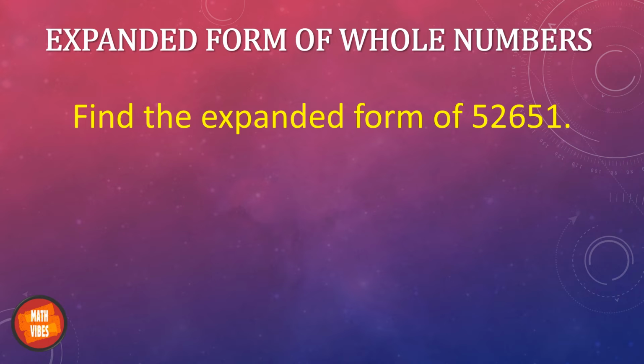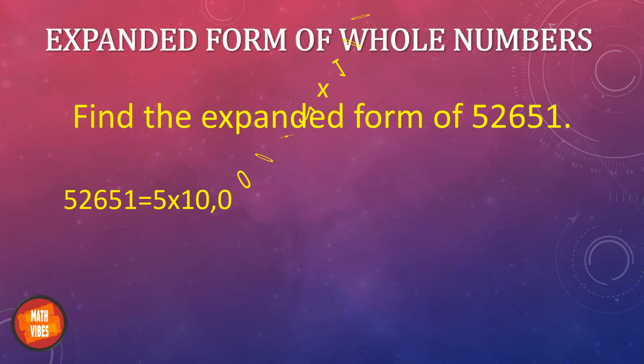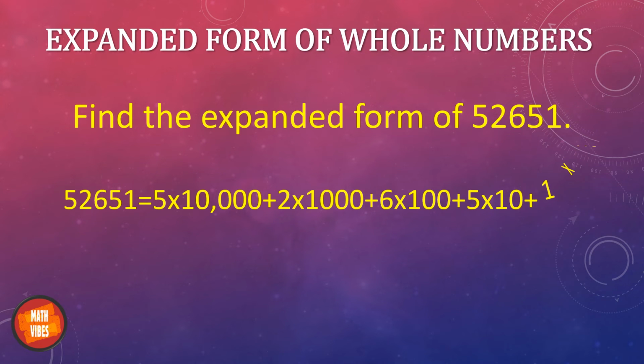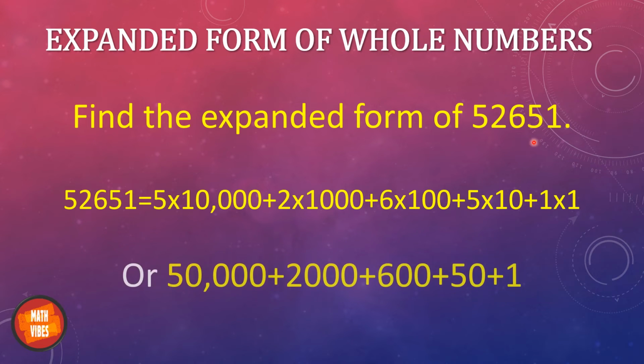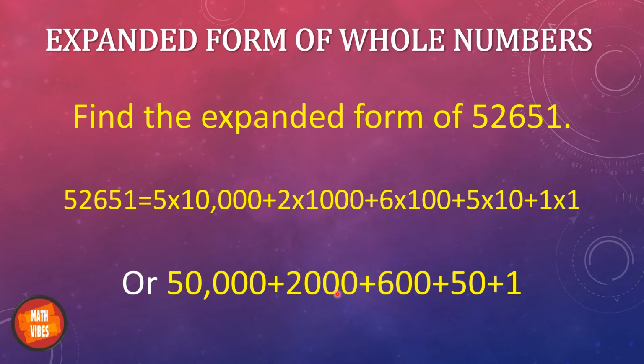So let us next find out the expanded form of 52,651 by the first method. By the first method now it should be clear to you. If you want to write it in more expanded form, you can write like this, but if you don't want to, you can skip it also. So you can straight away write 50,000 plus 2,000 plus 600 plus 50 plus 1. I have written this because I wanted you to know how it is made.